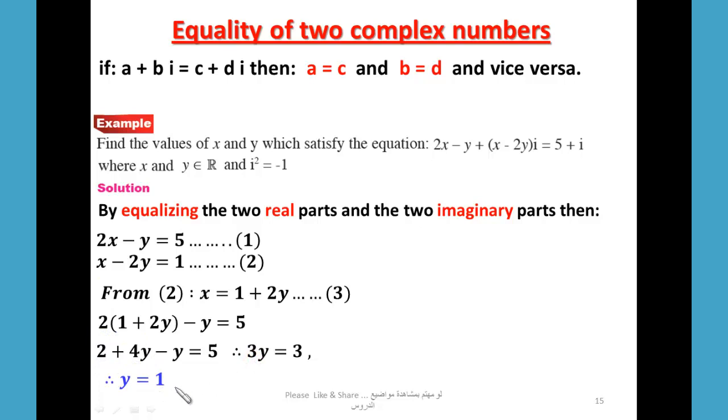Substituting y equals 1 in equation 3 to get the value of x, we have x equals 1 plus 2 multiply 1. So the result equals 3. I mean x equals 3. From equation 3, we have x equals 1 plus 2 multiplied by 1, substituting y equals 1 because we calculated it equals 1. So x equals 1 plus 2, which equals 3.